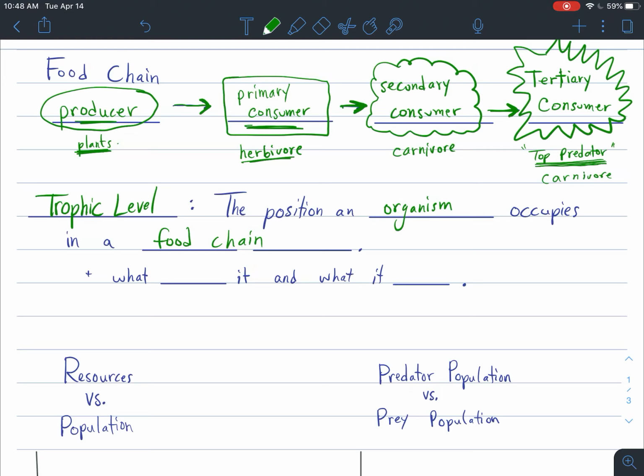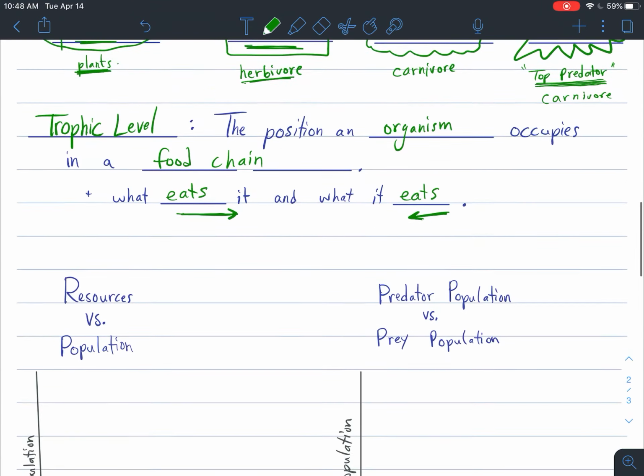Essentially what I'm trying to explain here is a trophic level is what eats it and what it eats. So essentially we'd say what eats it, the energy goes into that other organism because it gets eaten, and what it eats, the energy goes into it because it's eating something. All right, so trophic levels are basically what it eats and what eats it. An herbivore eats plants and carnivores eat it. So that's how we define trophic level.